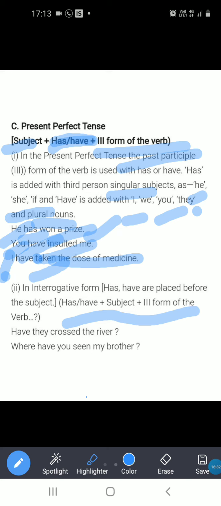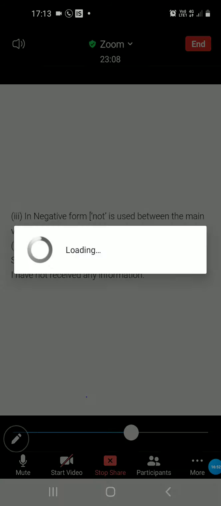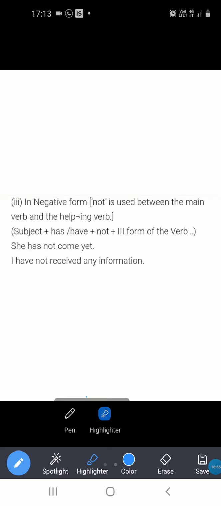Has a subject, then past participle form of verb. If a question word type of question is there, then first of all we will add that question word, that is WH type of words, then the same structure. In negative also we will add not, between auxiliary verb and main verb, that is have, has, not, and then main verb, third form of verb.